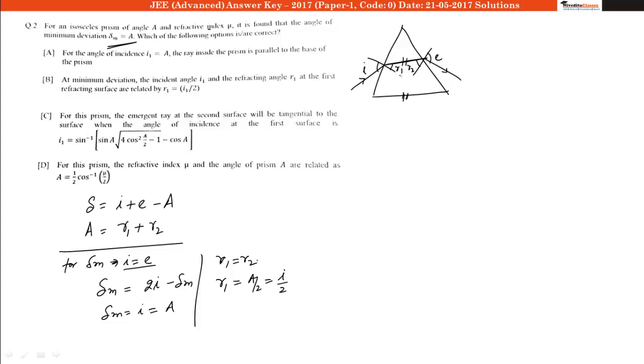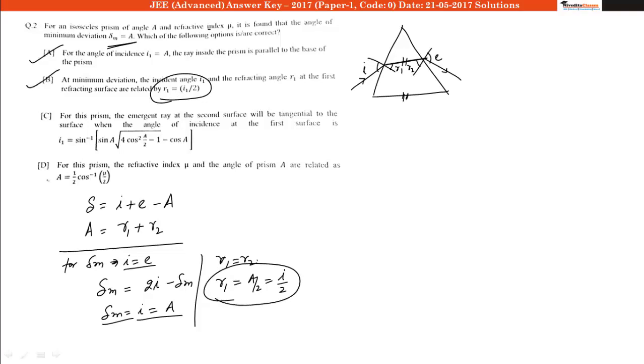Which of the options can we say directly are correct? First, for angle of incidence I1 equal to A, the ray inside the prism is parallel to the base of the prism. When I is equal to A, it's a condition of minimum deviation, so the ray inside the prism will be parallel to the base. This is our correct choice. Second, for minimum deviation, the incident angle I1 and refractive angle R1 at the first refracting surface are related by the relation we have already proved. So this is again our correct option.